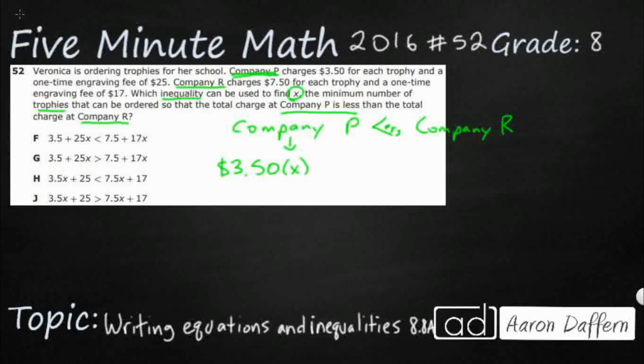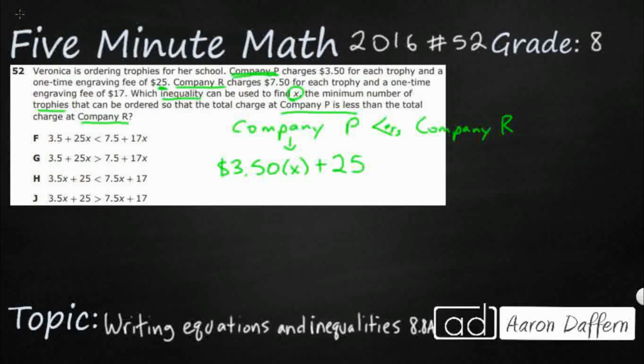So one trophy is $3.50, two trophies, $7, three trophies, $10.50, so on and so forth. And then a one-time engraving fee of $25. That's why I'm thinking of the slope-intercept form, because there's always a plus b, right? Y equals mx plus b. So in this case, it's a one-time engraving fee of $25. But you're not multiplying that by X. You're just doing that one time. So that's what Company P is. So Company P is $3.50 for each trophy times X plus 25.